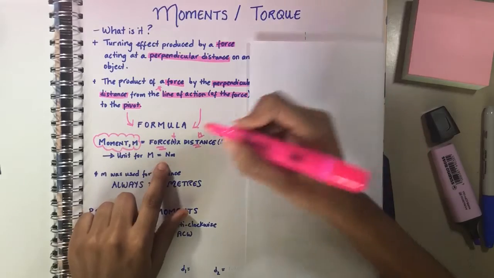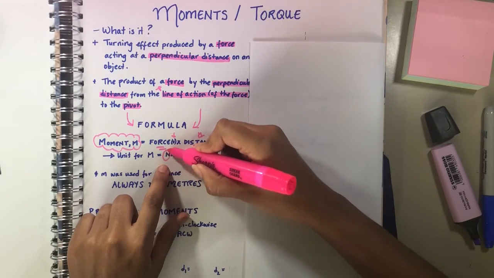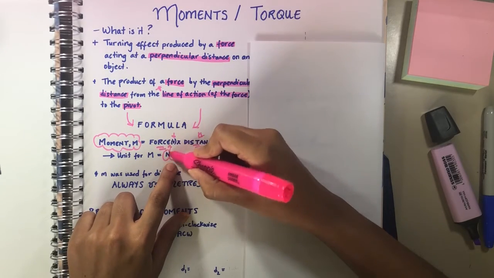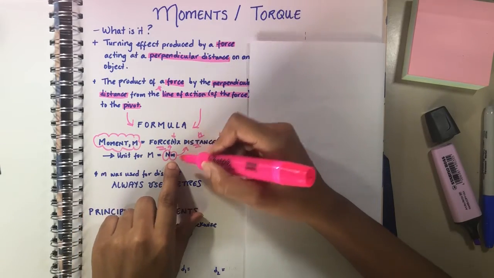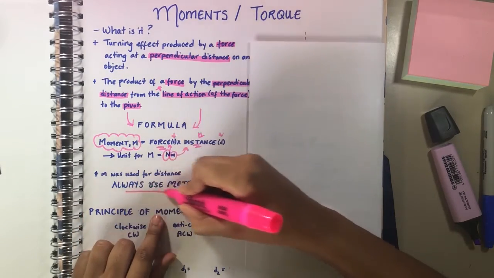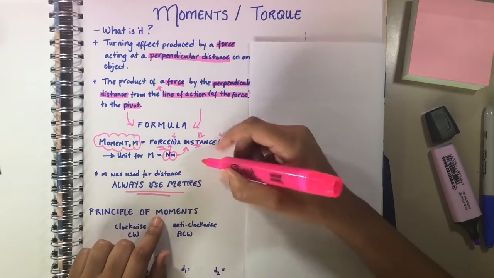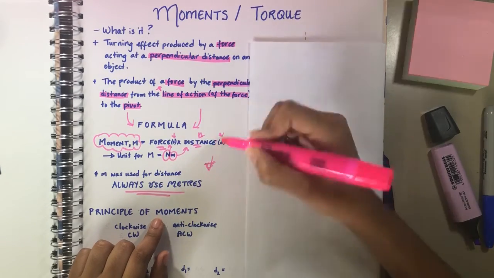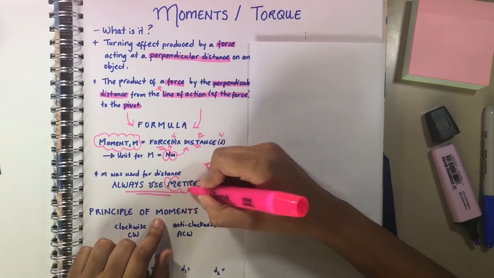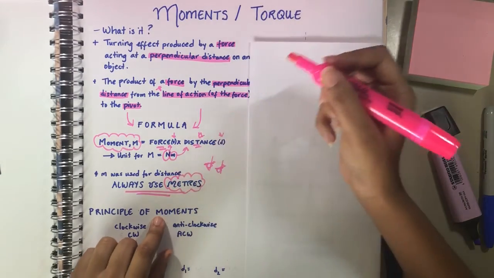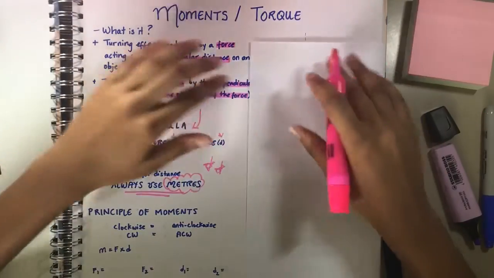So the unit for moment would be Newton meters. Newtons from force and meters from distance. Now realize distance is in meters and it is always in meters, not kilometers, not centimeters, meters, right? So from this, let's go to an example.